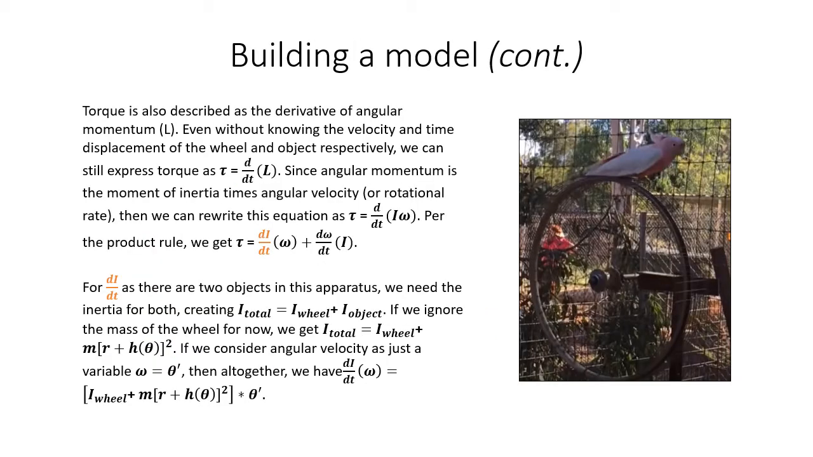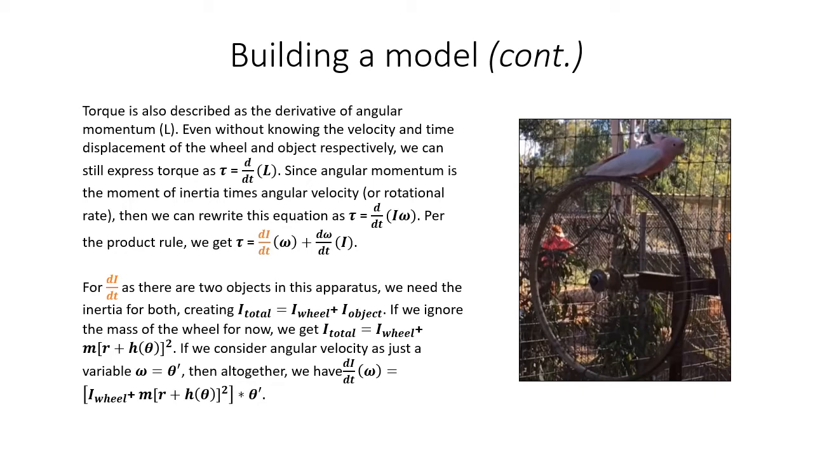Torque is also described as the derivative of angular momentum L. Even without knowing the velocity and time displacement of the wheel and object respectively, we can still express torque as tau equals d/dt L. Since angular momentum is the moment of inertia times angular velocity, or rotational rate, then we can rewrite this equation as tau equals d/dt of I omega. Per the product rule, we get tau equals dI/dt omega plus d omega/dt I.